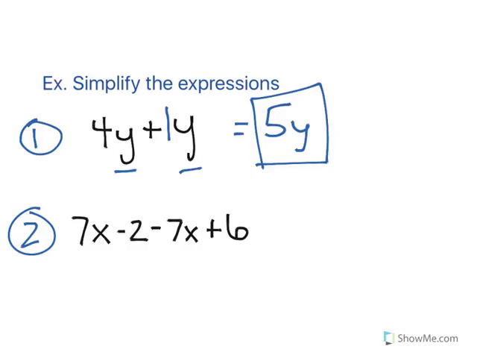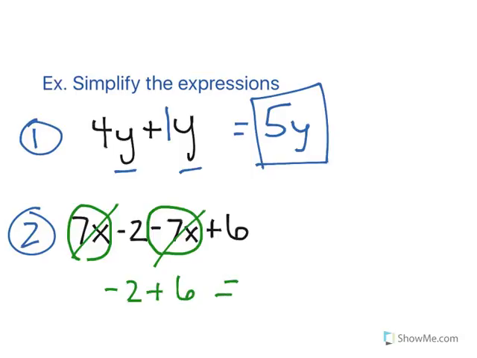Number 2 says 7x minus 2 minus 7x plus 6. What I'm going to do is combine the like terms. I'm going to combine 7x, and then I'm going to combine the negative 7x because they both have an x included. Don't forget to add that negative sign out in front. So 7x minus 7x actually cancels to 0. Those cancel each other out. Then I'm left with negative 2 plus 6, which is going to be positive 4. So I can simplify the expression to just 4.